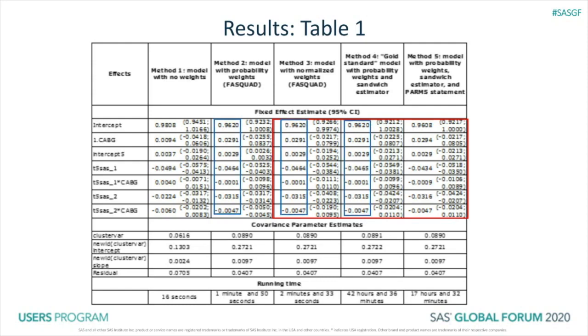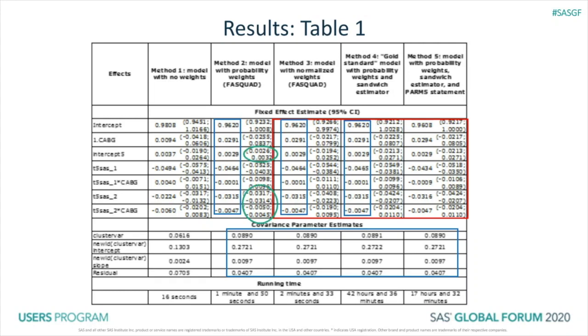Then we have method 2 and 3 that, if we look only at the fixed effects, have very similar fixed effects compared to the gold standard method. And remember that both methods use the fast swap option. In addition, if we look at the covariance parameter estimates of method 2, 3, and 5, all of them have almost the same covariance parameter estimates as the gold standard method. So what this tells us is that using the fast swap option can be a valid alternative to obtain accurate fixed effects estimates and covariance parameter estimates.